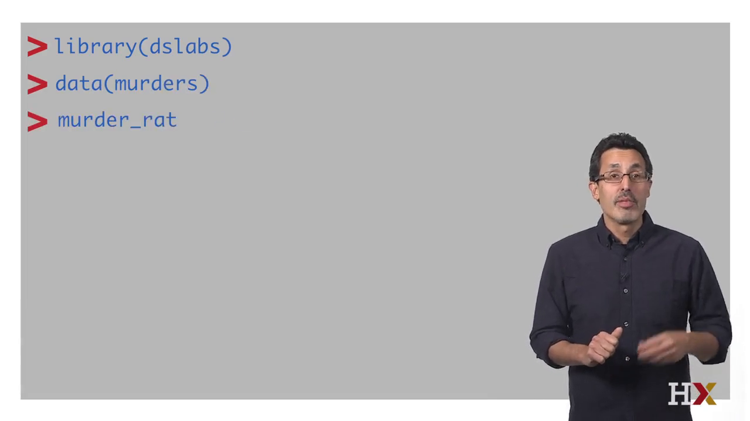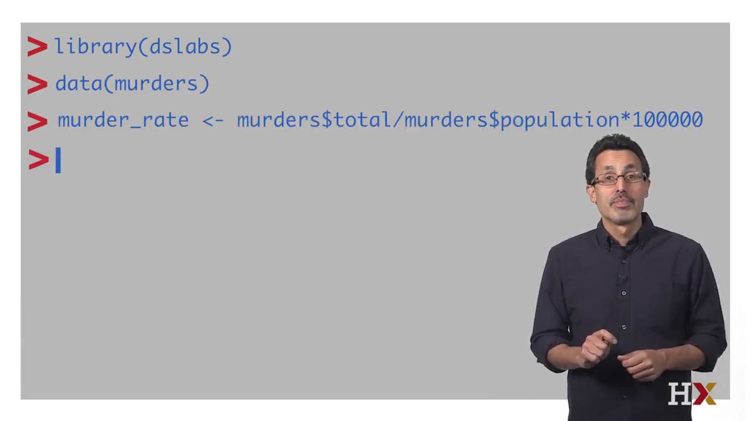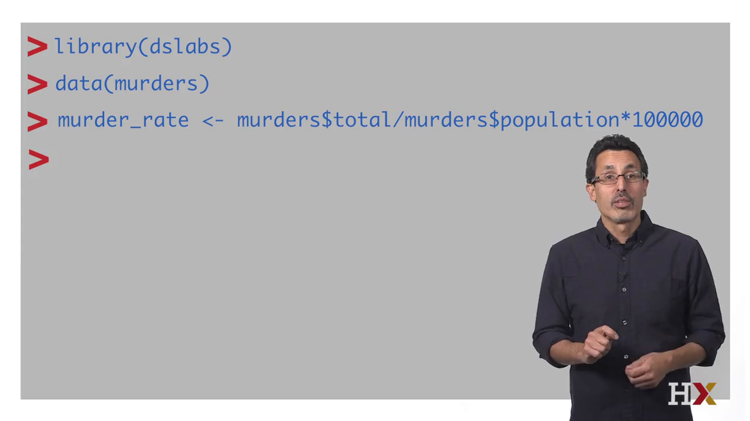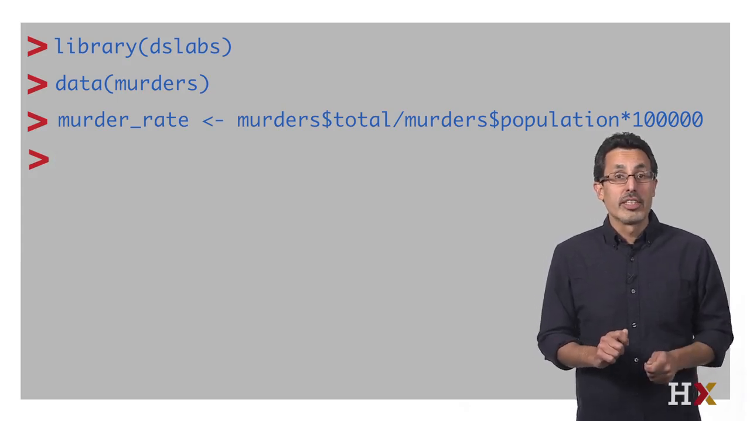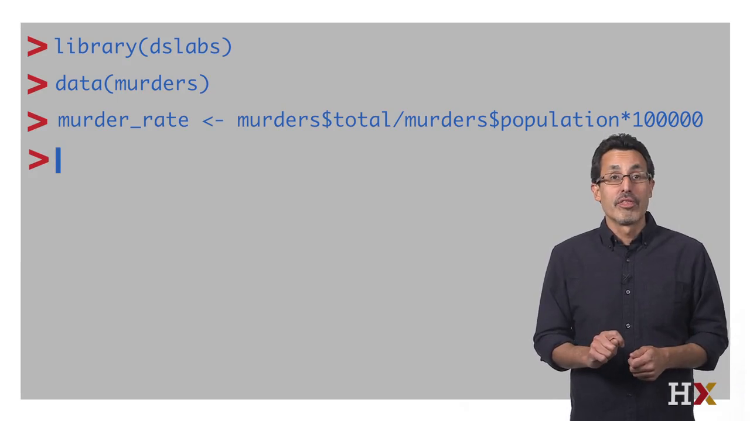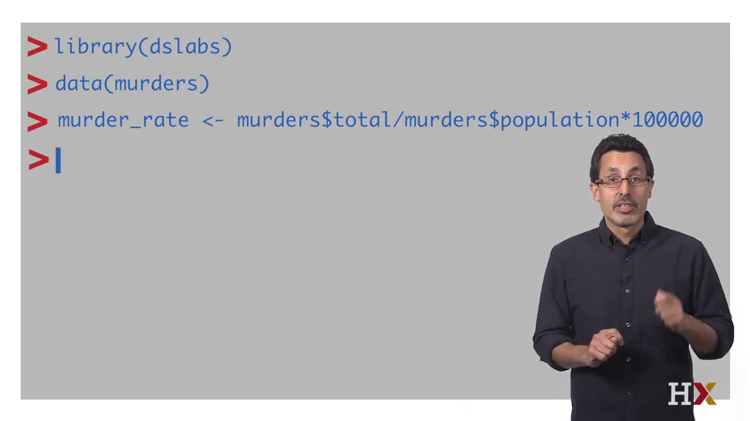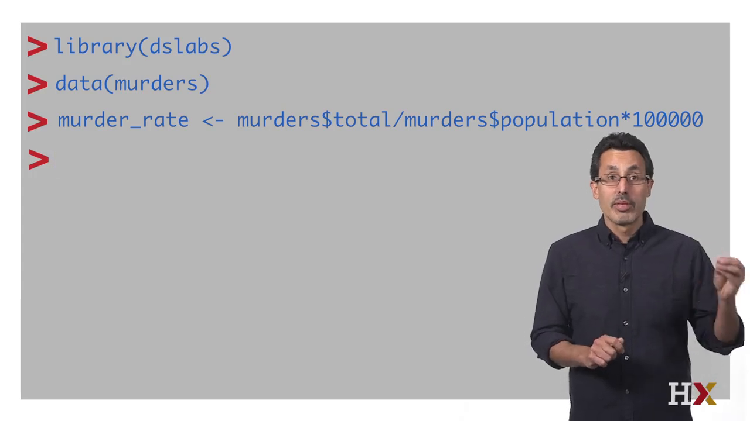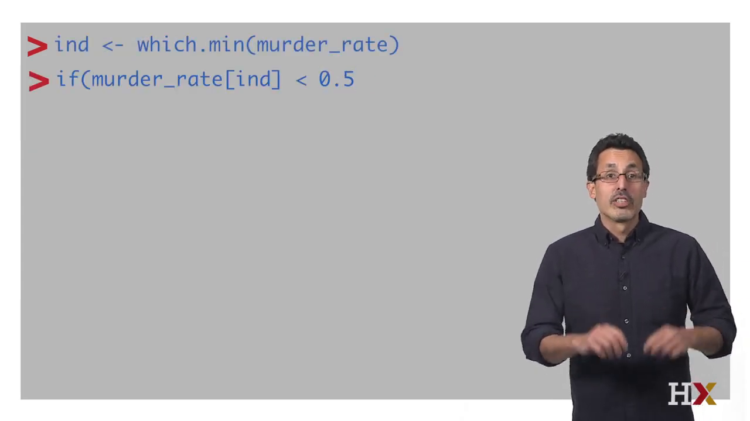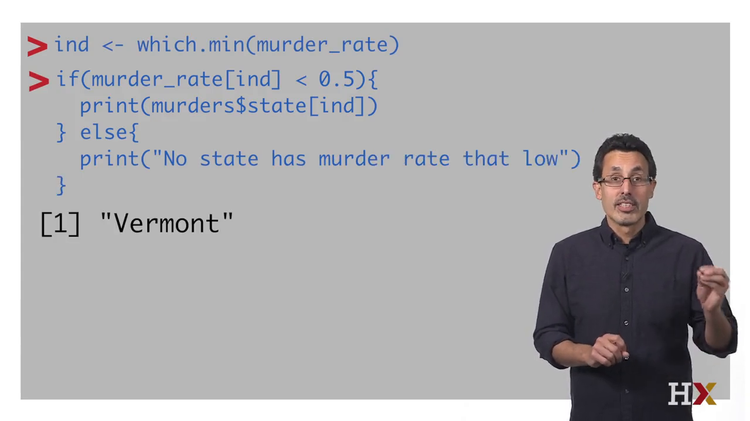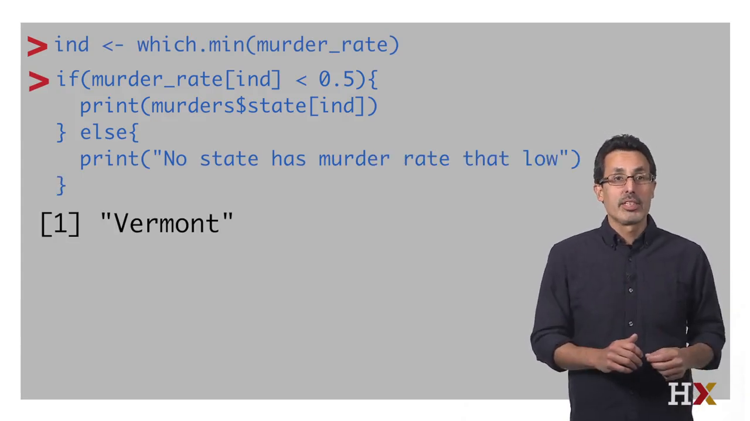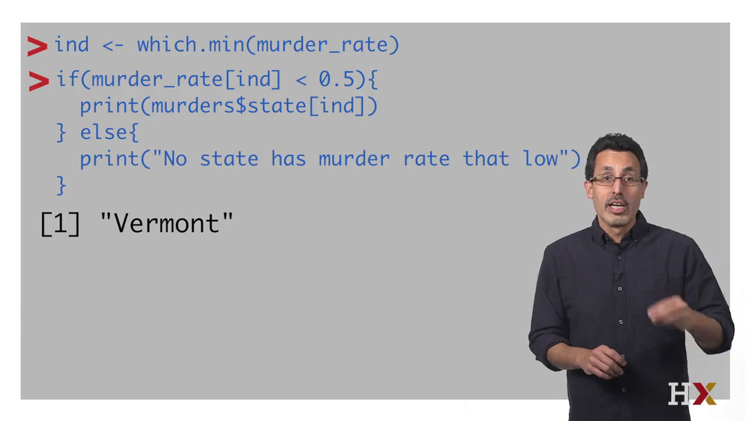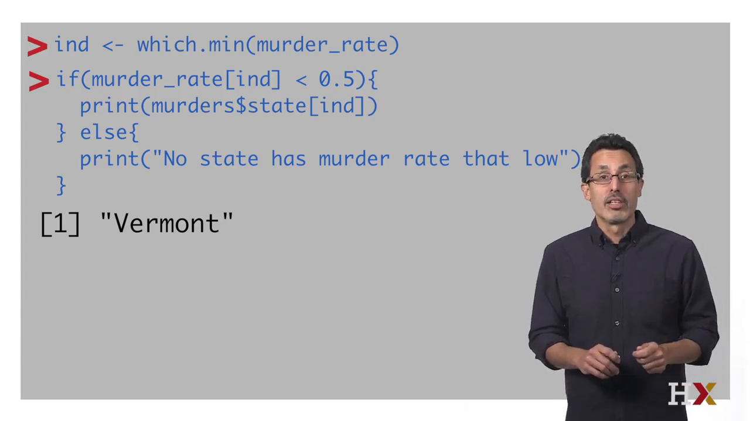Let's look at some more examples using the U.S. murders data frame. We load the data frame and define the murder rate variable. And now we ask the question, which states, if any, have murder rates lower than 0.5? The if statement protects us from the case in which no state satisfies the condition. So we can write something like this: if the smallest state has a murder rate less than 0.5, print out the name of that state, but otherwise say there's no state with murder rates that low.